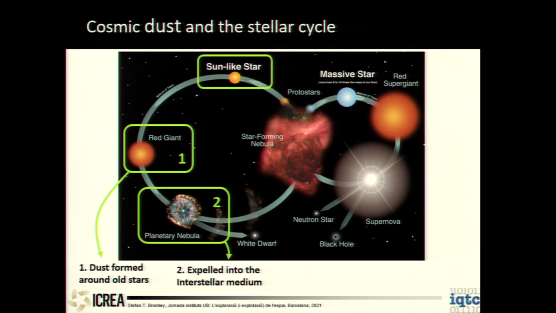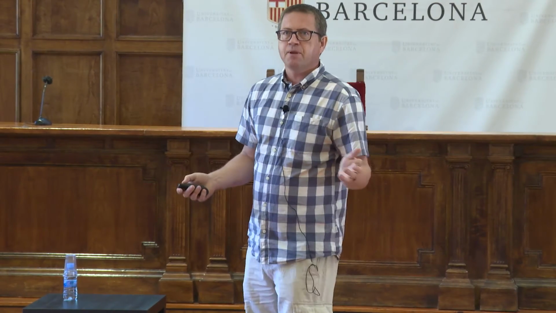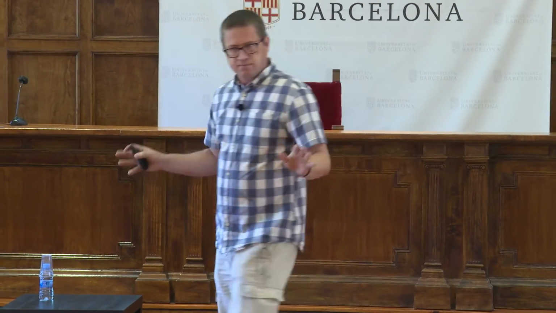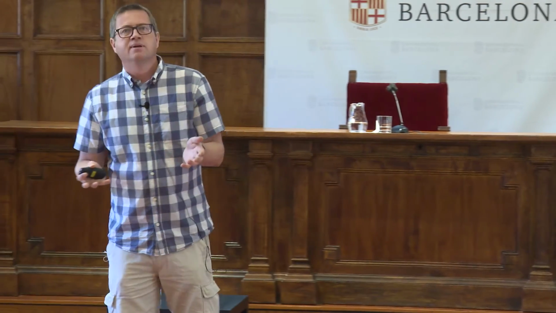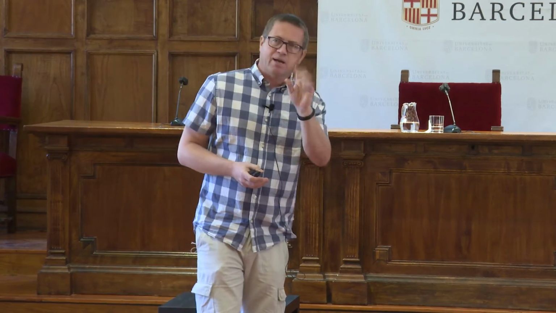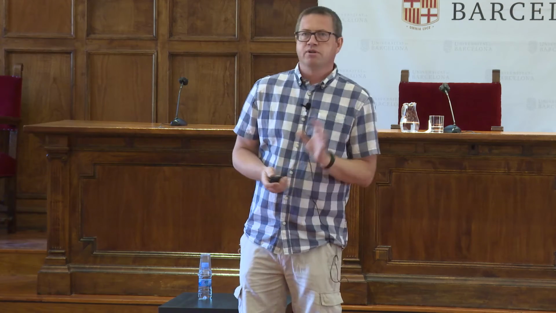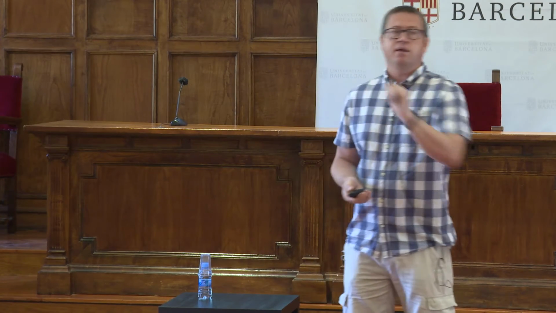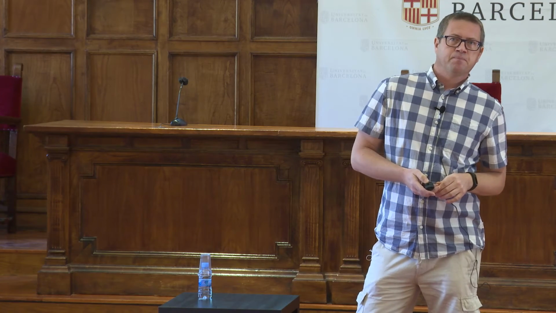After that, this dust is then expelled into the interstellar medium. It's pushed out actually by the radiation of the star. And it forms a so-called planetary nebula. It's nothing to do with planets. It just looks like a planet. When people first saw these things, and you can observe them, they look a bit like planets. So it's just a visual thing, but nothing to do with actual planet formation. So this dust is then expelled out into the interstellar medium.